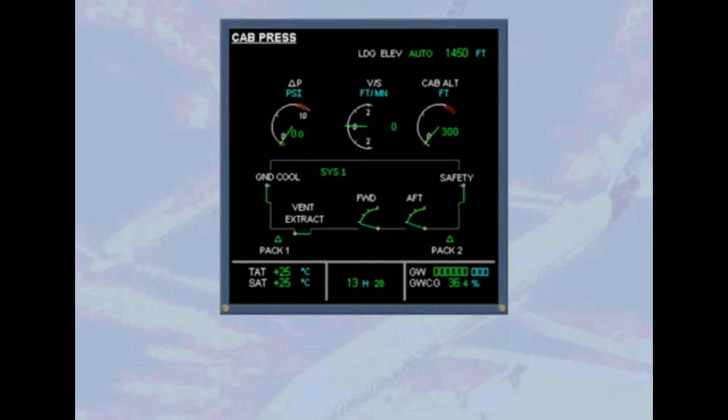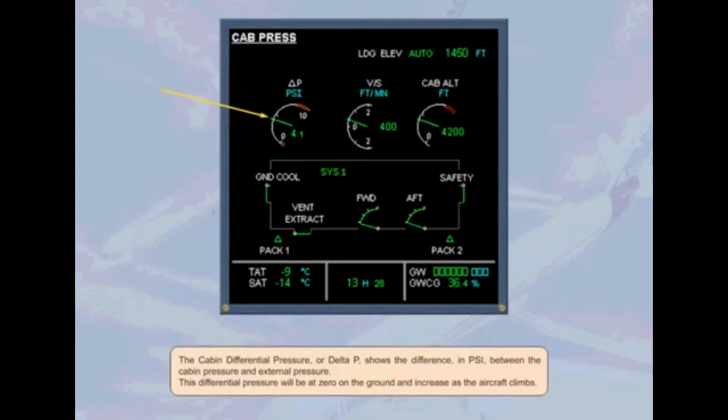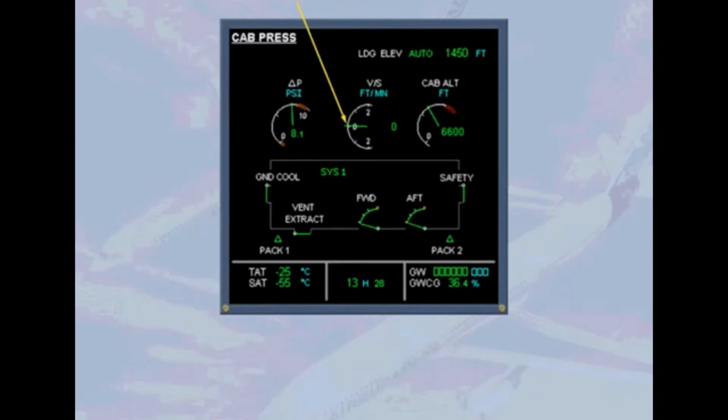The cabin differential pressure, or delta P, shows the difference in PSI between the cabin pressure and external pressure. This differential pressure will be at 0 on the ground and increase as the aircraft climbs. The cabin vertical speed shows the rate of change of cabin altitude in feet per minute. For passenger comfort, the pressurization system will aim to keep this rate of change as small as possible.